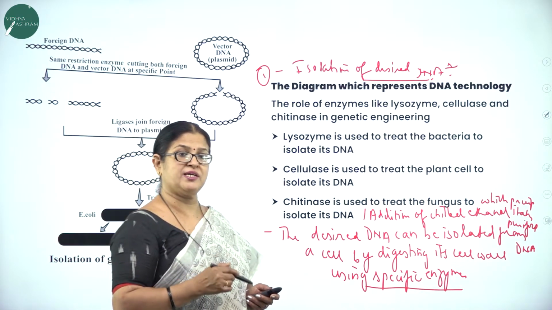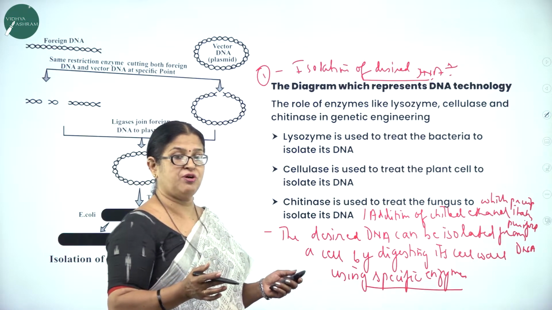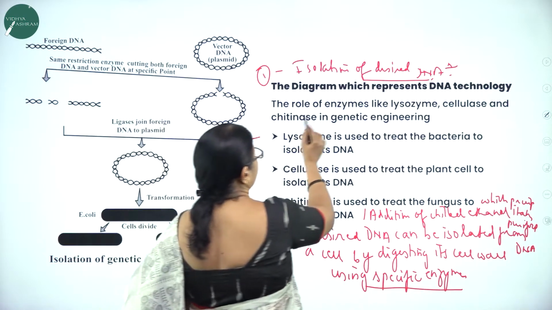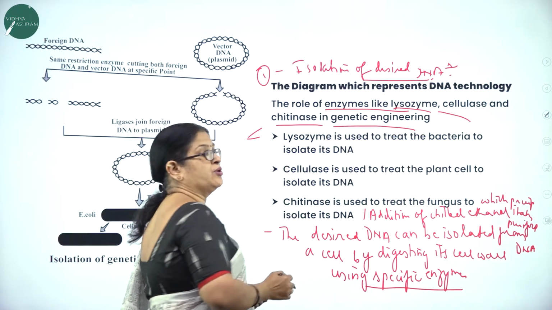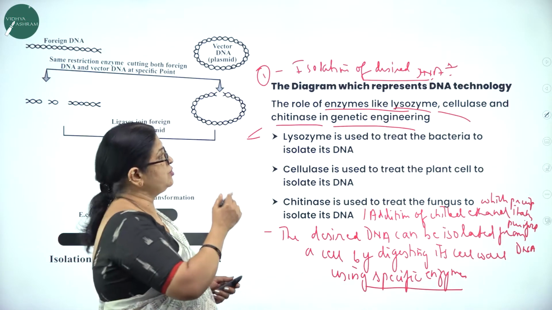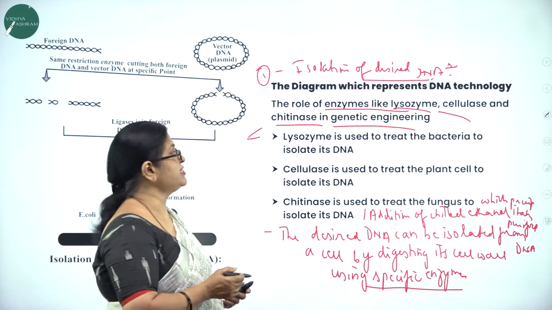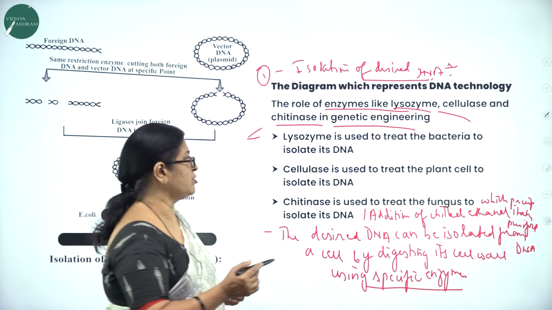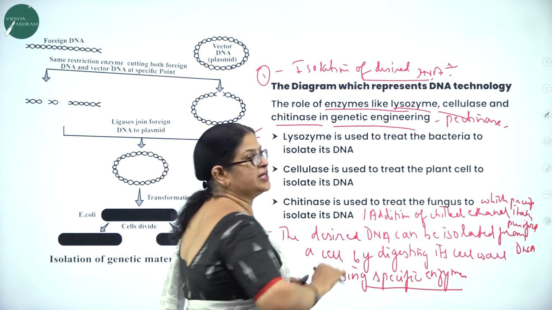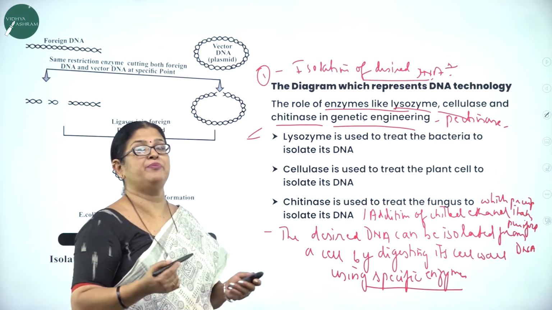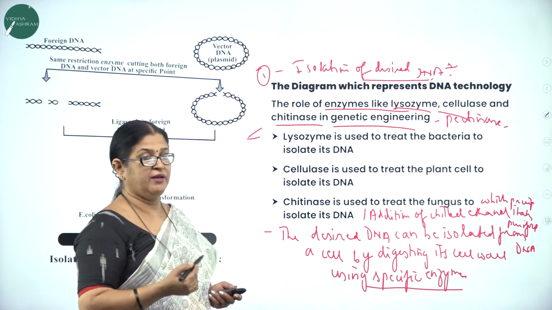Now let us see what enzymes are utilized for the isolation. Isolation means what? Separation of the desired DNA. So the role of enzymes like lysozyme, cellulase and chitinase in genetic engineering. What enzymes are used for the isolation of the desired DNA? Enzymes like lysozyme, cellulase and chitinase, and even one more called pectinase also. All these are used in genetic engineering. What is genetic engineering? Manipulation of genes. You can create the genes of your desire. That is what has been done in biotechnology.